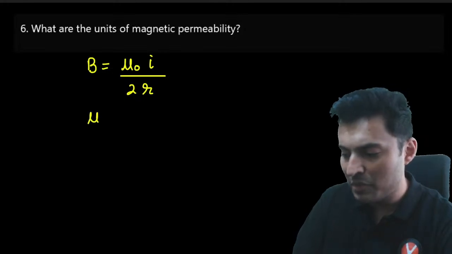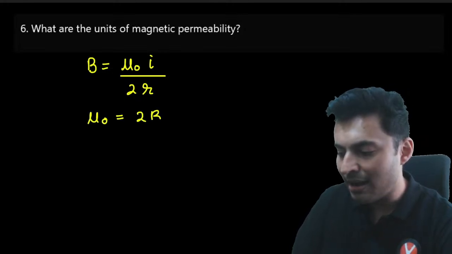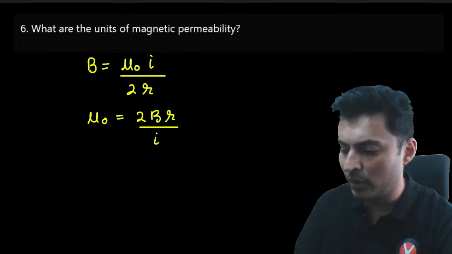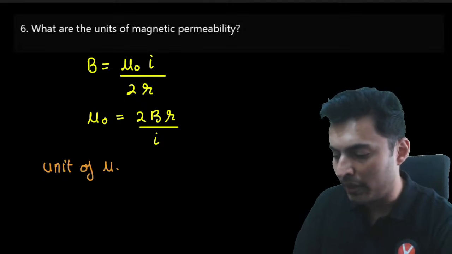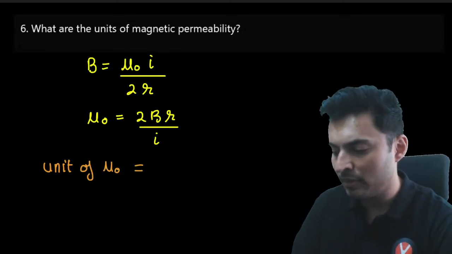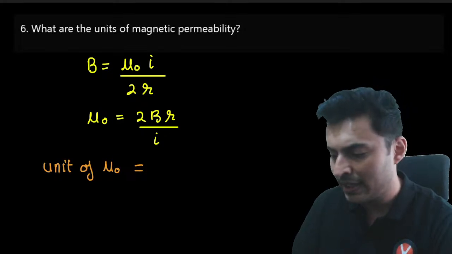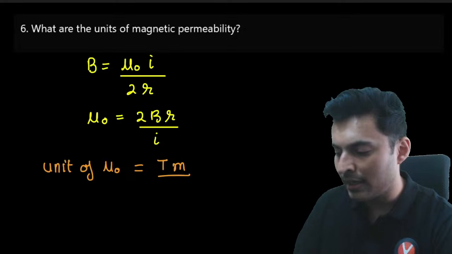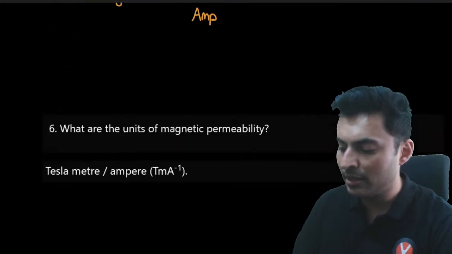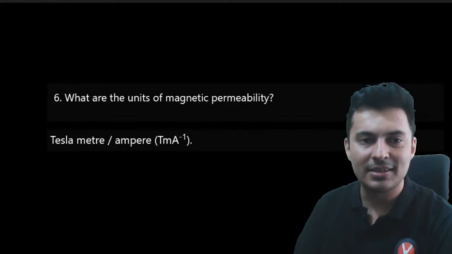If you look at this formula, mu naught will become 2BR divided by current. Therefore, the unit of mu naught will be... 2 is a constant, so nothing over there. Tesla for magnetic field, R is in meter, and current is in ampere. So Tesla meter per ampere, that is the answer.